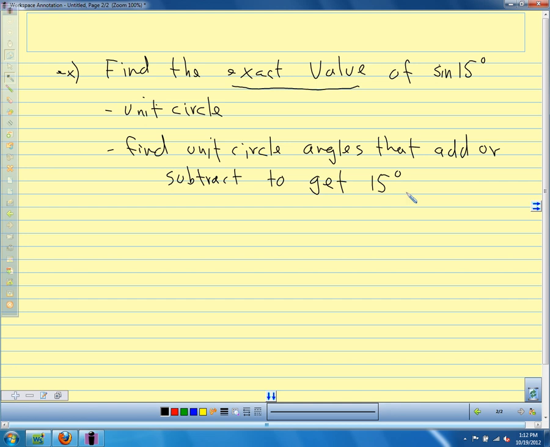30 and 45. 15 degrees is 45 degrees minus 30 degrees. So these are our two unit circle values. This exact value is a hint that we need to use our unit circle. So the sine of 15 degrees equals the sine of 45 degrees minus 30 degrees.